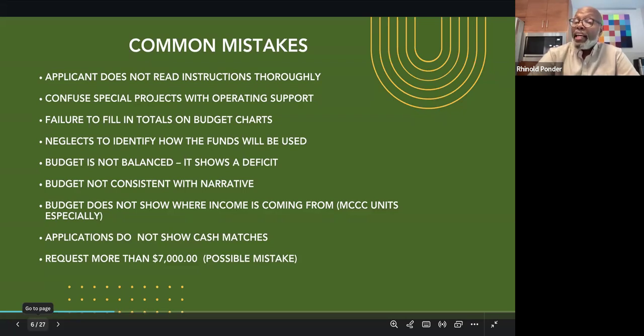And the final mistake, which no one has made yet because it's new, is that $7,000 is the limit that you are allowed to request. So on your application, obviously, don't request more than $7,000 because then obviously your budget will not work.